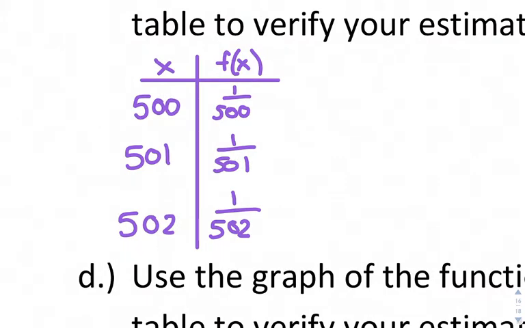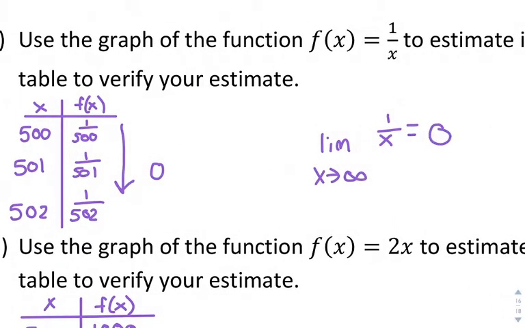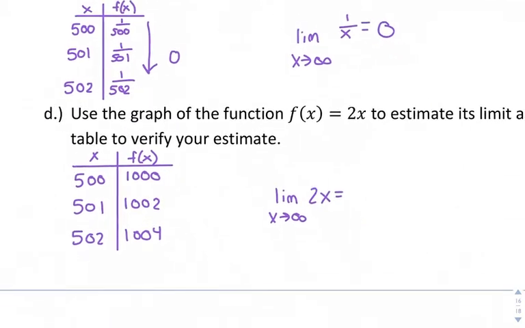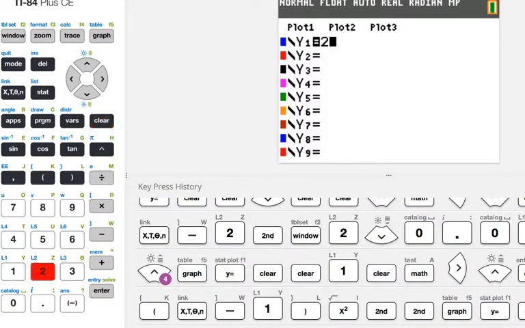In my table set, I just put 500 because it's approaching infinity, so I wanted to look at a larger number. You could have picked 1,000 or so on. So 1 over 500 is one of my y values. The next one is 1 over 501, and I know that's smaller than 1 over 500. Next one would be 1 over 502, which is smaller than the previous two. So as we're approaching infinity, my y values keep getting closer and closer to 0. Therefore, this limit would be 0. Now we're going to look at the graph of just 2x and see what's going on as that approaches infinity.